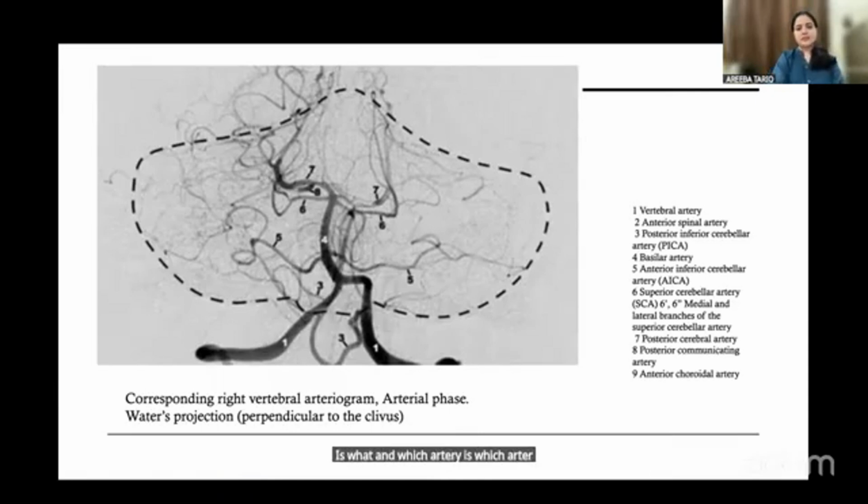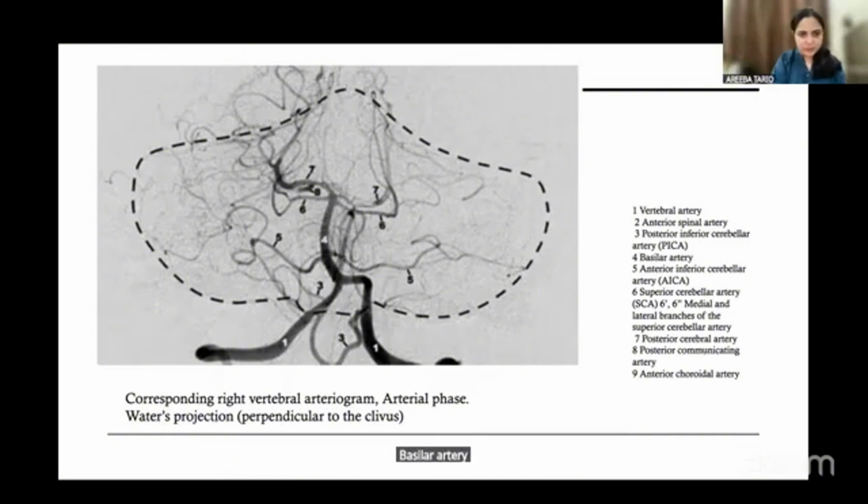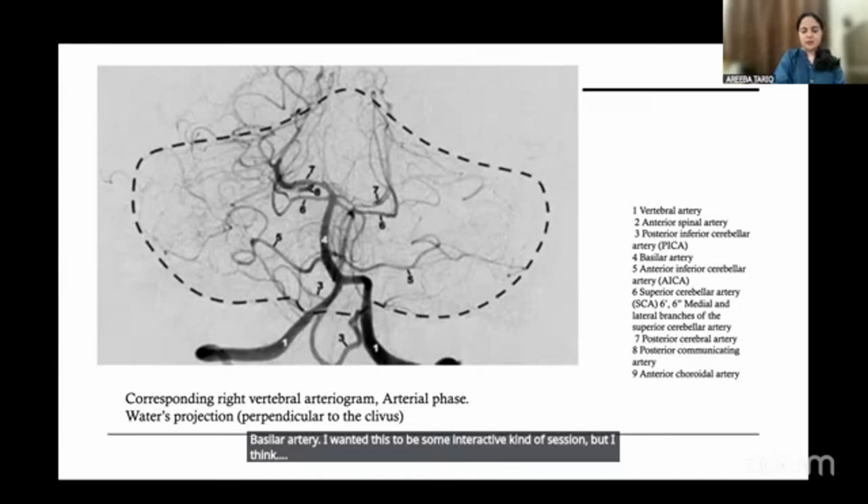So this is an angiogram. This is an arterial phase, and a Waters projection, because it's perpendicular to the clivus. What are these? These are both vertebral arteries. They are joining together to form the basilar artery. I wanted this to be some interactive kind of session, but I think mics are turned off from the audience. So both vertebral arteries joining together to form the basilar artery.